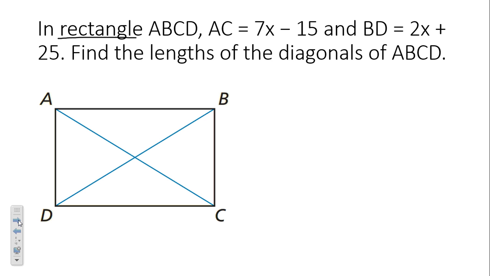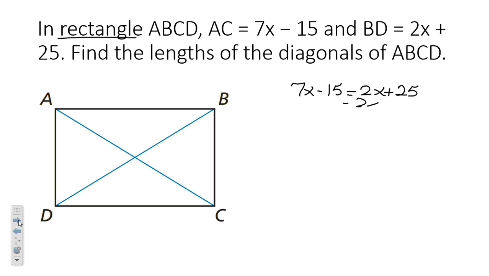Check your cards. Diagonals of a rectangle, what do they do? The diagonals of a rectangle. They're congruent. That's why we can say 7x minus 15 equals 2x plus 25. Okay, we can't just look and see that we have two things and set them equal to each other. We need to know why.